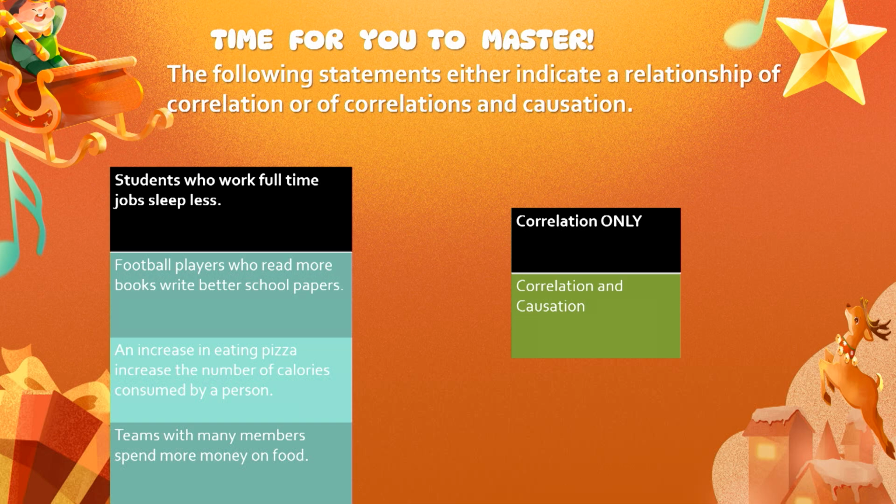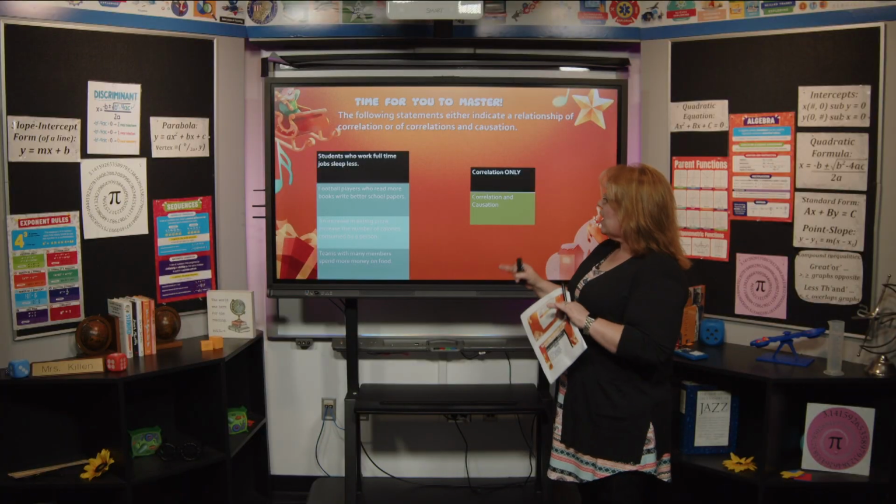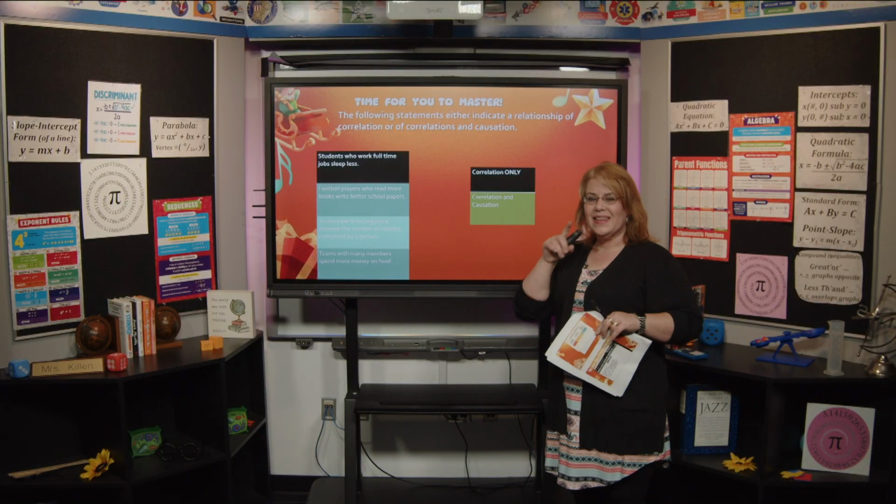All right, time for you to master it. The following statements either indicate a relationship of correlation or of correlation and causation. So you and your table partner, one more time, take time, pause the video, answer these questions, come back to me, and let's see what we got.